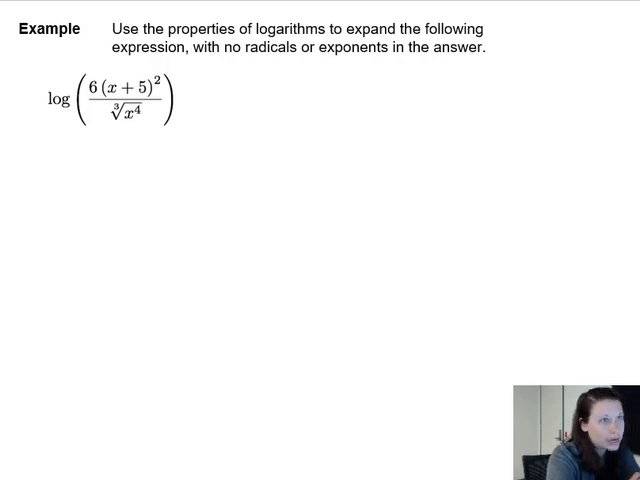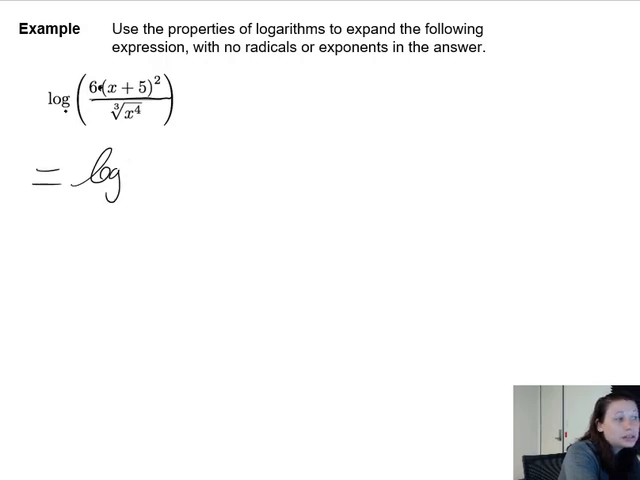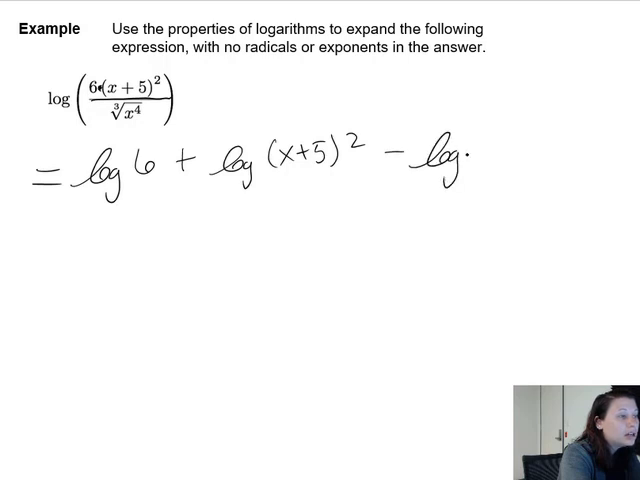no radicals, no exponents. Okay, so first we have a multiplication and a division, right? Multiplication here, division here. So that means we can expand these. So log base, just leave it as base 10. So log of 6, multiplication converts out to being a plus. Log of x plus 5 squared. Division is a minus. So log of the cube root of x to the 4th.